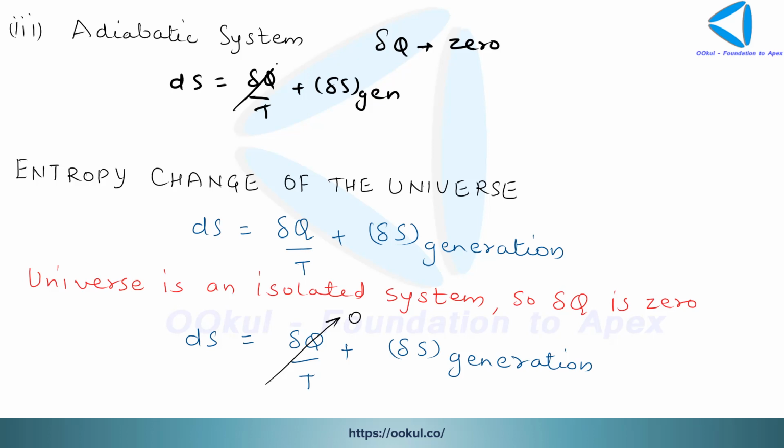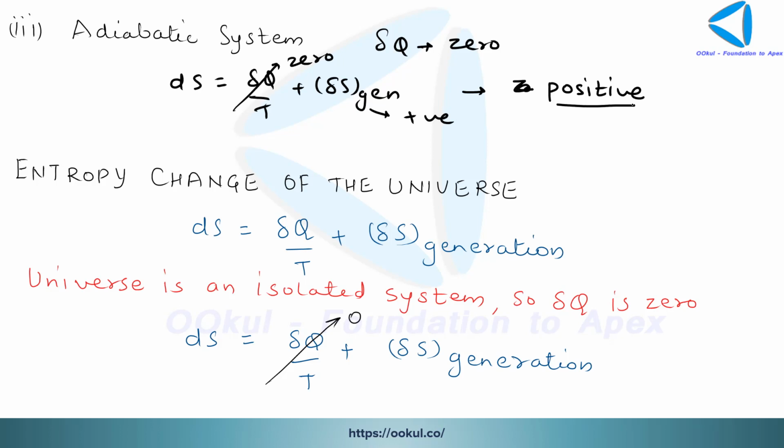Okay, if this is 0, this part will cancel out, and this is always positive, so the entropy change will be positive. So for an adiabatic system, if it's internally reversible, then the entropy change is 0. But if it's an internally irreversible system, then the entropy change will not be 0, rather it will be positive.